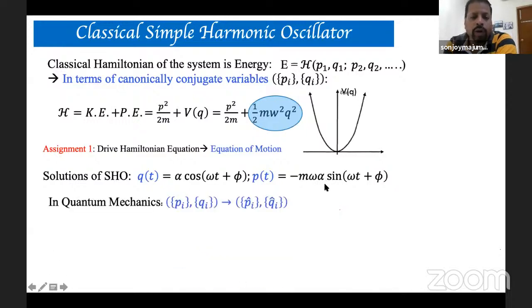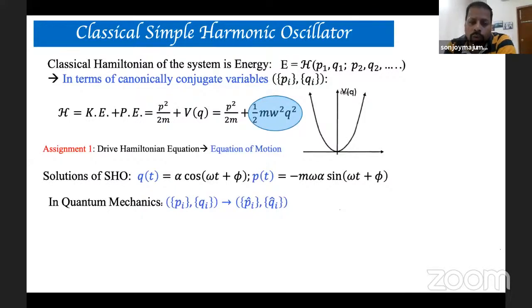Now, in the case of quantum mechanics, if you would like to present the same system, I have to convert the canonical variables, the canonically conjugate variables position and momentum, into the corresponding operators. Operators we denote here with a hat. So wherever a hat is there, you know that these are the operators, and these are actually used in quantum mechanics. I think you already know all this.